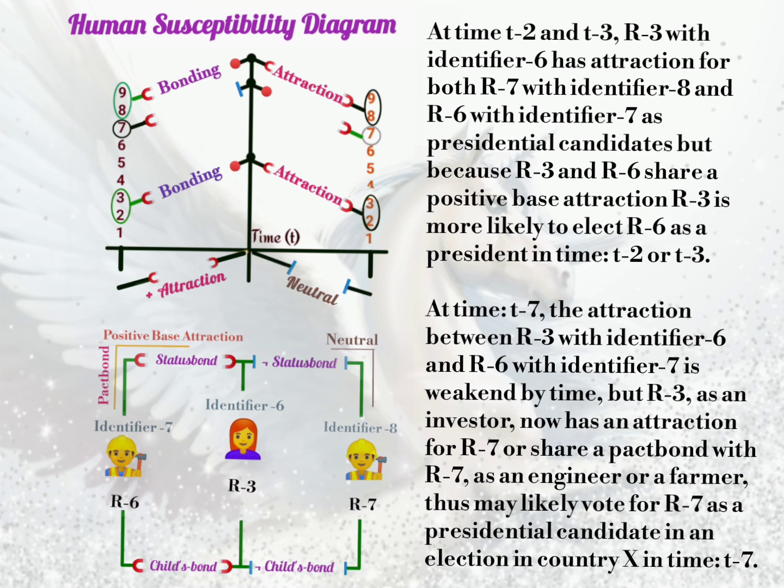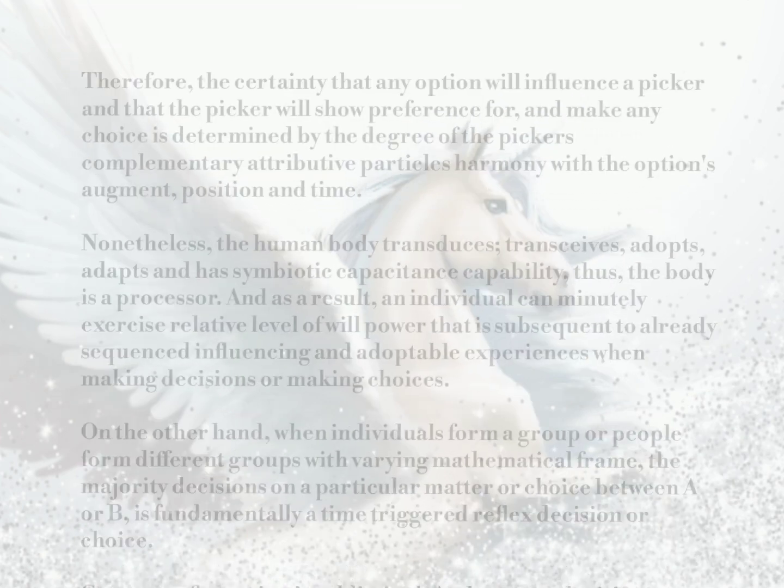At time T7, the attraction between R3 with identifier 6 and R6 with identifier 7 is weakened by time, but R3, as an investor, now has an attraction for R7 or shares a pact bond with R7, as an engineer or a farmer, thus may likely vote for R7 as a presidential candidate in an election in country X in time T7.